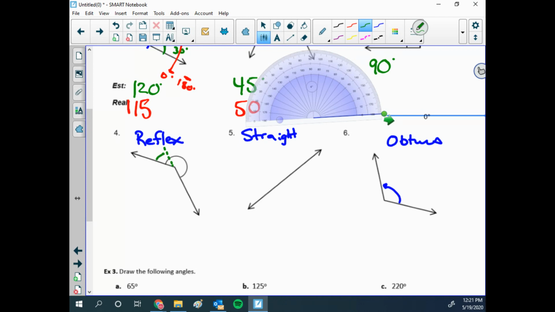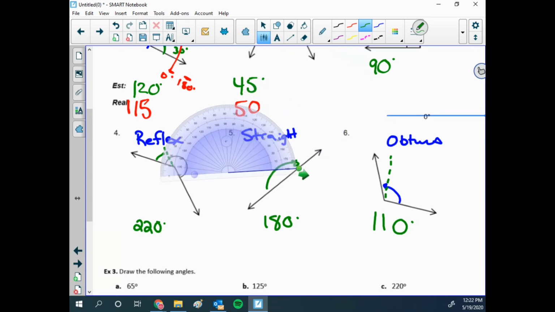So I'm going to estimate that's about 220 degrees, maybe. This is a straight angle, so a straight angle should be 180 degrees. And this one looks like it's just over 90, maybe about 10, 20 degrees. So I'm going to say that's like 110 degrees. I'm not sure. So then again, I'm going to use my protractor to help me solve these questions.